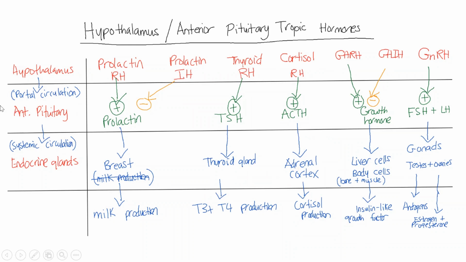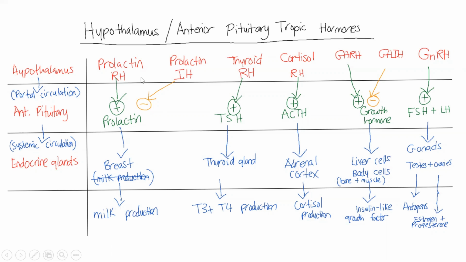We then have the anterior pituitary sending its own hormones out into the systemic circulation. We'll talk about what these hormones are. And then we have the endocrine glands themselves receiving that instruction from the anterior pituitary. These are the glands in question, and they are then going to release their own hormonal or endocrine secretions, okay? And so this creates this axis or this hierarchy that we've been describing.